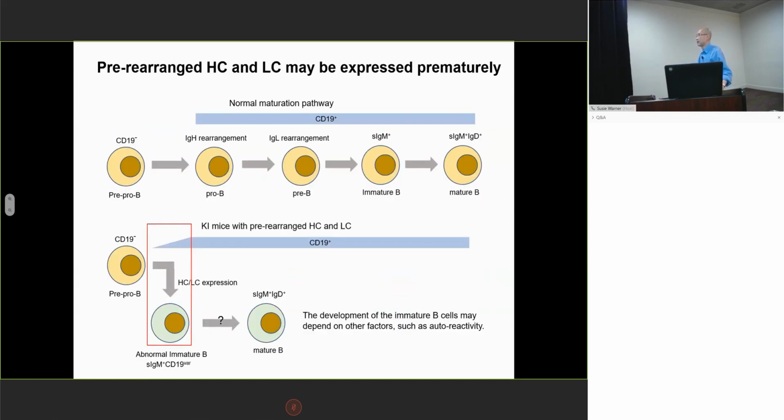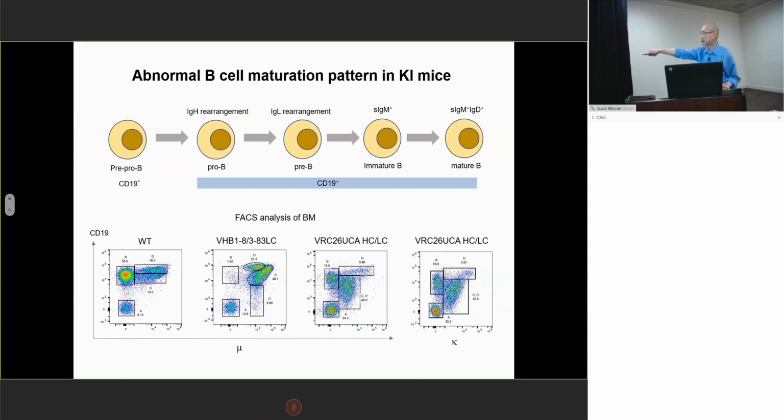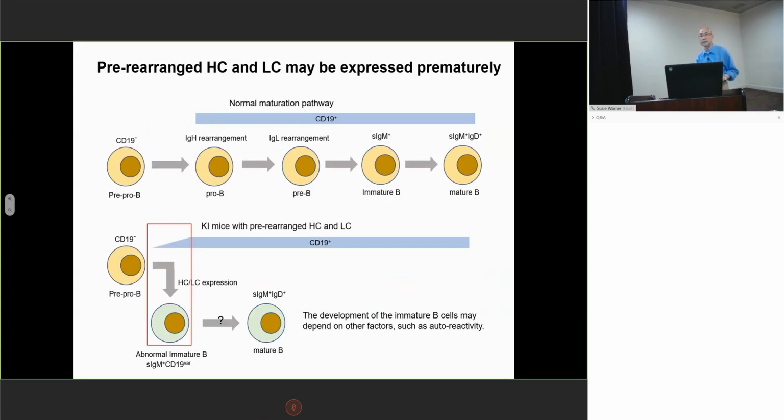Here's what we think is going on. Normally you go through this process, but in knock-in mice, because you give them pre-rearranged heavy chain, they don't go through this process. As the pre-pro B cell, they start to turn on the expression of the pre-rearranged heavy and light chain, and they jump to immature B cells. But these immature B cells are, in some cases, abnormal. They're turning on their CD19, but they're expressing this heavy and light chain at the wrong time. And we think that could be one reason that these B cells also don't develop normally.